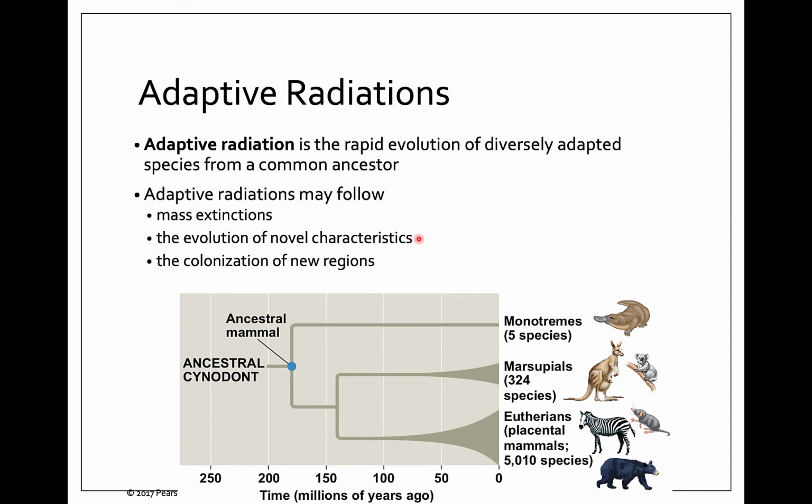And those novel characteristics became so successful that there was a massive radiation of predators and then also prey organisms with these new characteristics during the Cambrian explosion. And then colonization of new regions. So with massive continental drift or huge environmental changes, organisms might find themselves able to all of a sudden reach new areas.